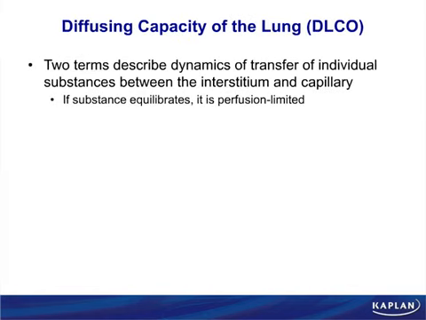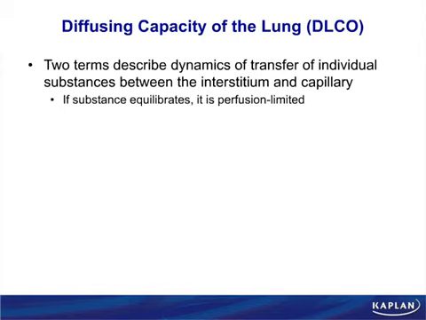All right, now let's talk about the idea of diffusing capacity of the lung, DLCO. Now, one of the things we mentioned earlier was the idea that if a gas equilibrates, it's perfusion limited. So that's one of our terms to describe the overall dynamics of transfer of an individual gas between the interstitium and the capillary. So oxygen and CO2 under normal circumstances equilibrate, so they are referred to as perfusion limited. And what this term means is it takes into account Fick, but it also takes into account time available.